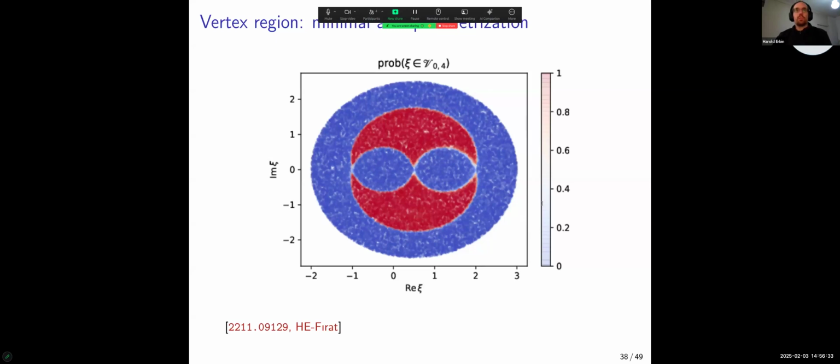Another parameterization is the minimal area. Here is what we got using neural networks. We train the neural networks to classify points in moduli space. Red tells that it's probability 1 to be in the vertex region, blue is 0, and white is 0.5. As you see, it's giving you the boundary. And this minimal area parameterization has a critical point, where we see that this region will touch here at one point.